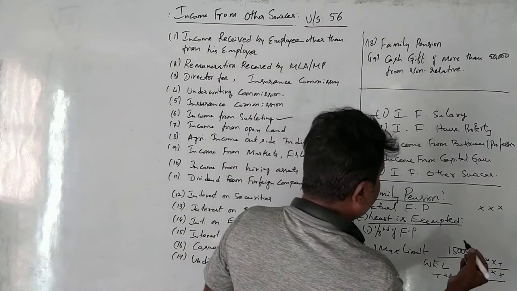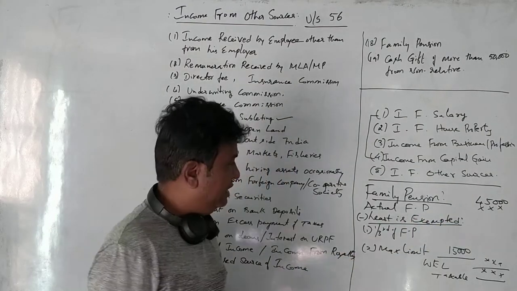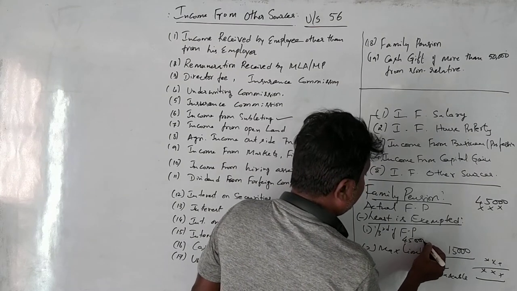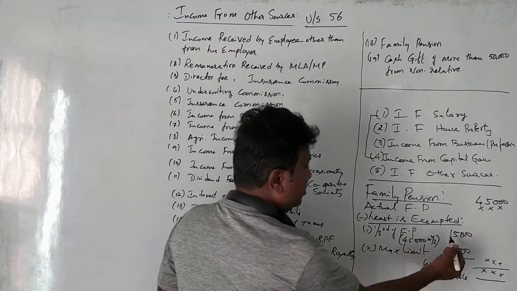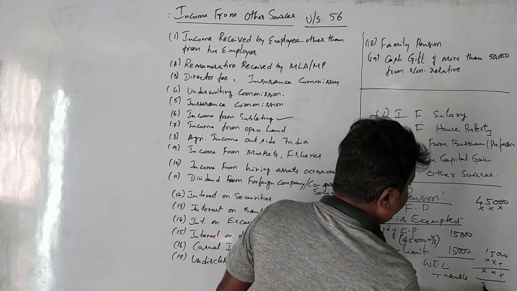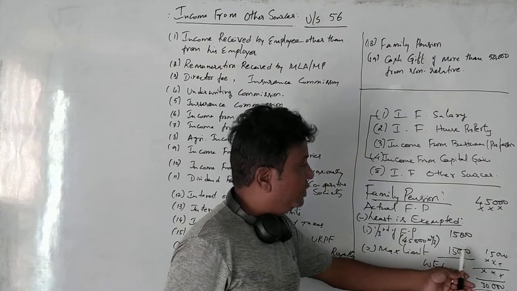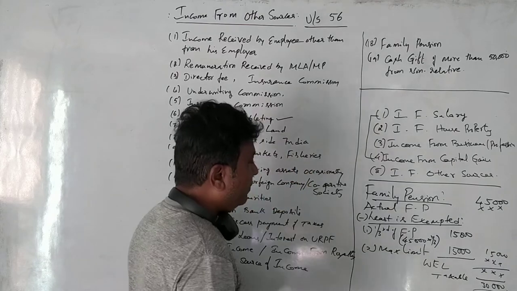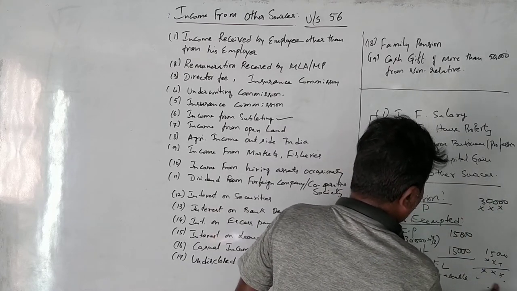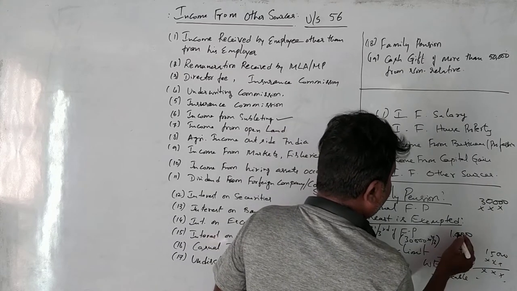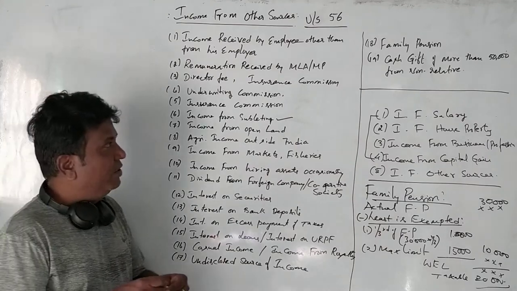Say, for example, if I am receiving 45,000 rupees as a family pension during the year, this is the actual family pension I have received. And what is 1/3 of 45,000? 1/3 of 45,000 is 15,000 rupees. Now, which is the least? You can take any one. So, 15,000 rupees is exempted, and the remaining 30,000 rupees is taxable. Suppose instead of 45,000, if it is 30,000, then 1/3 is 10,000. Now, the amount of exemption you'll get is 10,000, and the remaining 20,000 rupees will be taxed. Okay, this is about family pension.